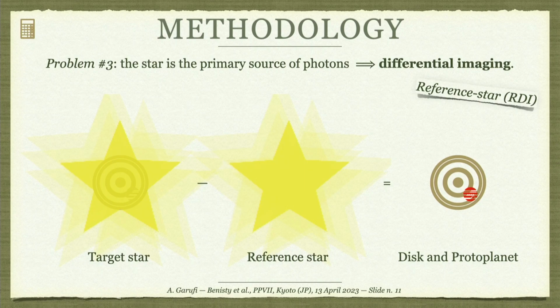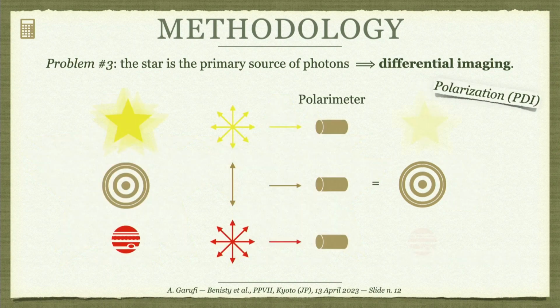So the concept is that if we have a star that is very similar in flux and in temperature to our target star, we can observe both and then subtract one from the other, and in principle be left with anything that is not PSF, so the disk and the planet. Okay? Easy said, not so easy done.